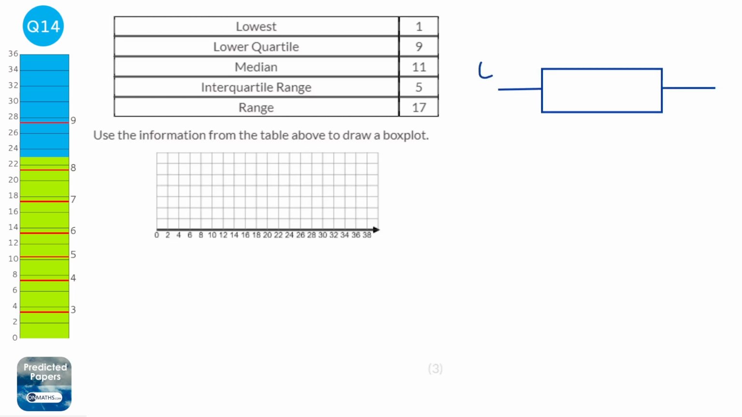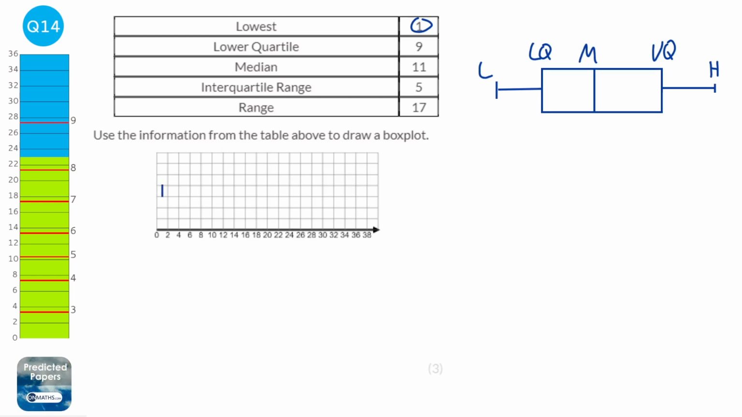So we have the lowest value, then the lower quartile, and then we have the median, then the upper quartile, and then the highest value. So the lowest value is at 1 on this one, and normally we just put a little line at the end here. So we're going to put a line at 1, and I'm just going to put that line there. A little bit further to the right.